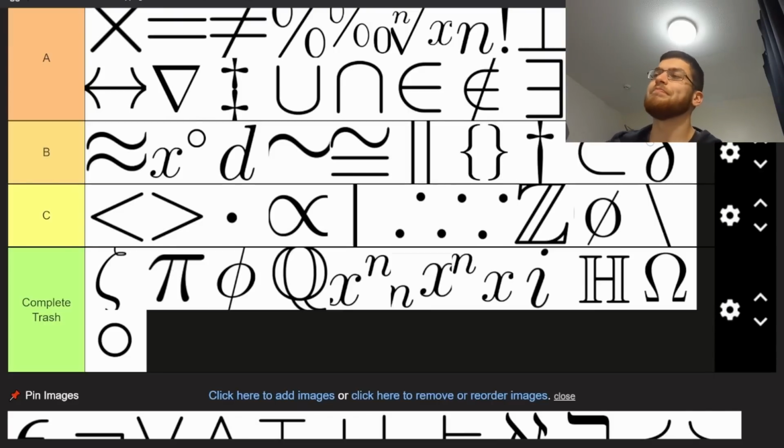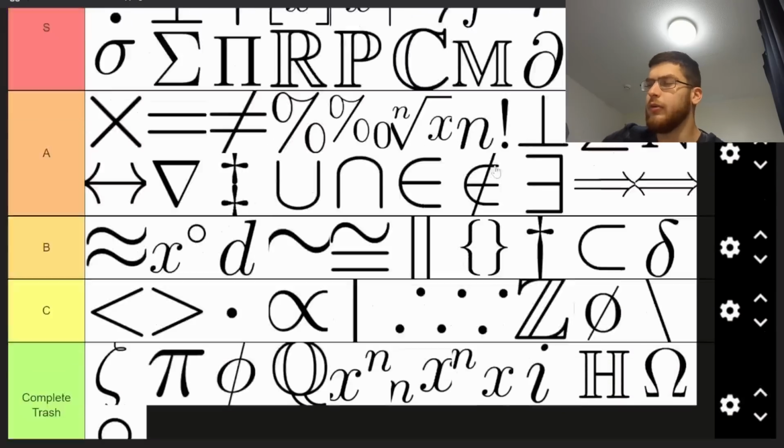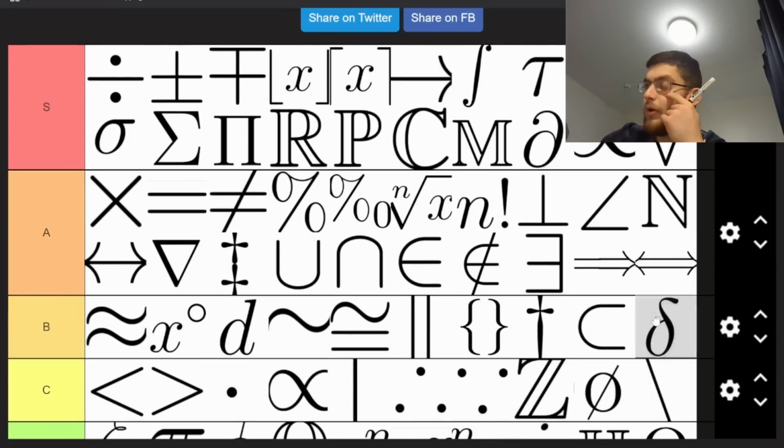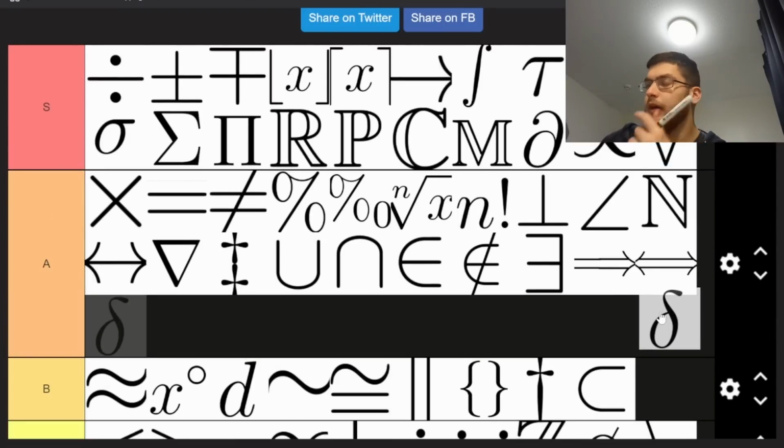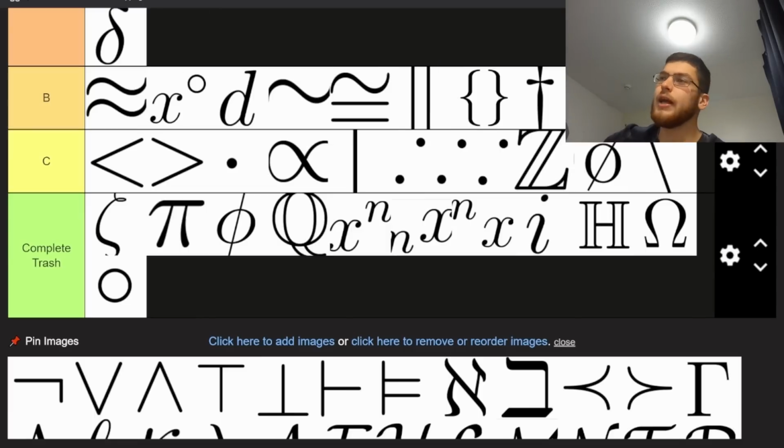I don't know where to put these. I'll leave these for now. We'll come back to them later. Actually, I've already put delta somewhere. I put it here. Okay, I'm going to put it in A tier. I think it deserves an A tier. Epsilon, maybe a B tier because it's not as nice to write. Okay. Next one, not.